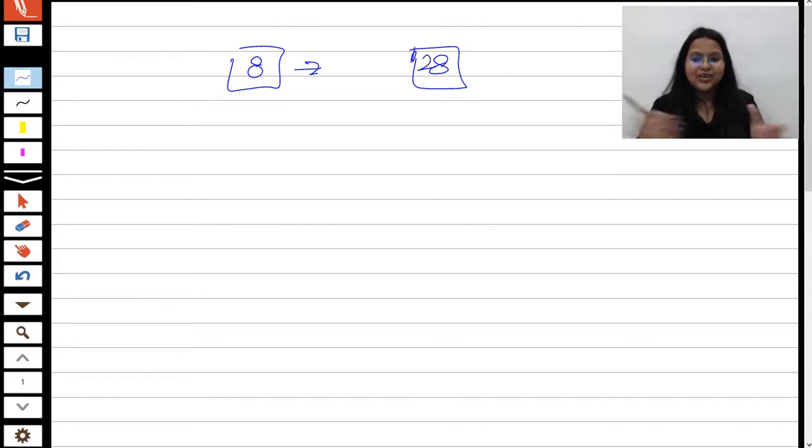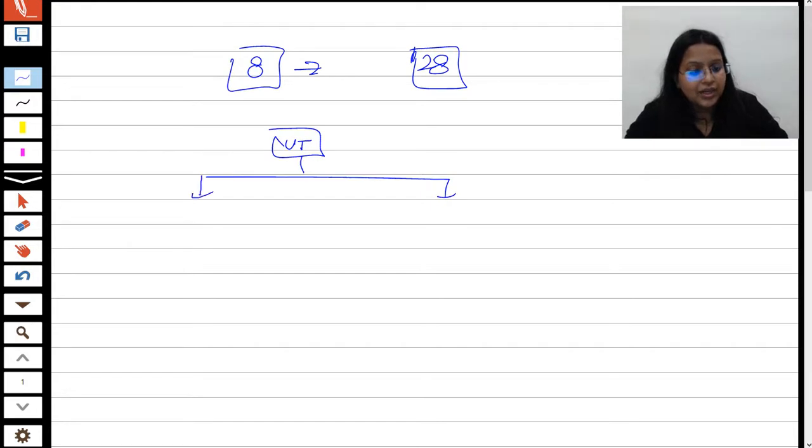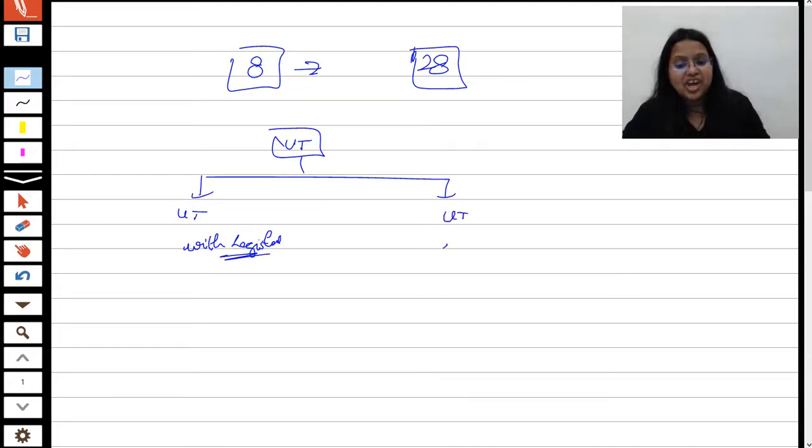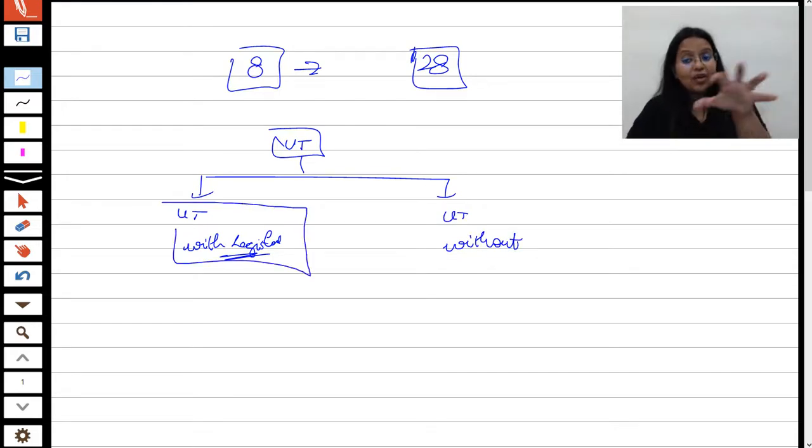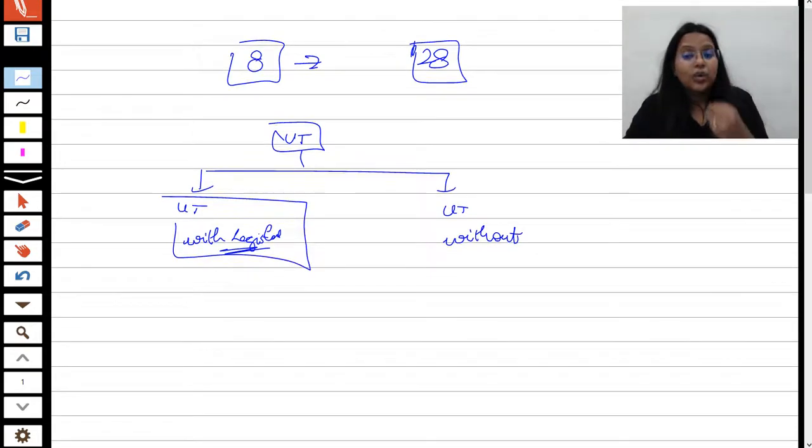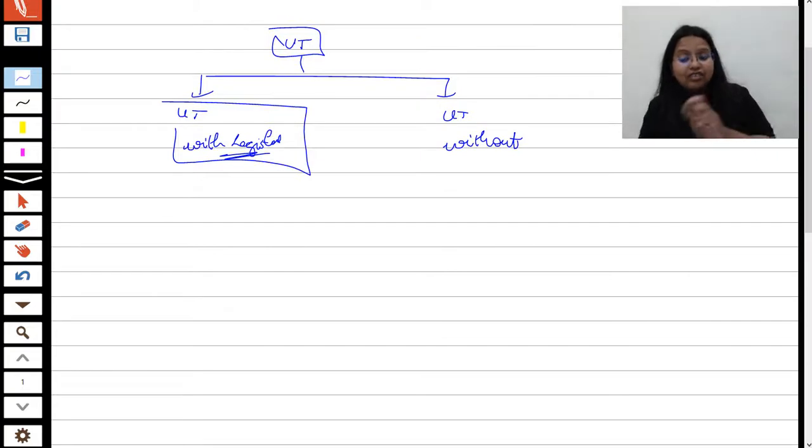29 states and 7 union territories, but now it's 28 states and 8 union territories. Now, student, union territories are of two kinds. First, union territory which is having their legislature, that is union territory with legislature. And second, union territories which are without legislature. Now, those union territories which are with legislature, we consider them that it will become under the purview of SGST.